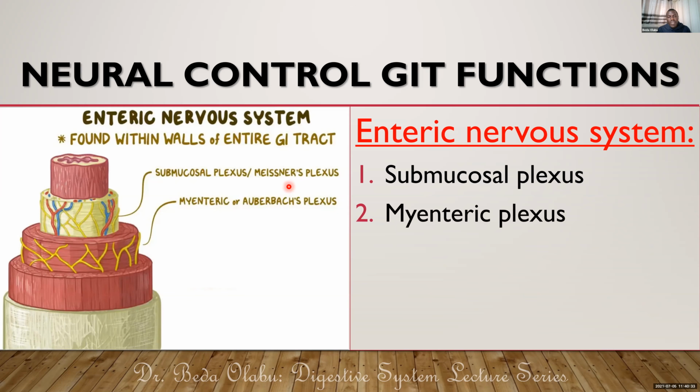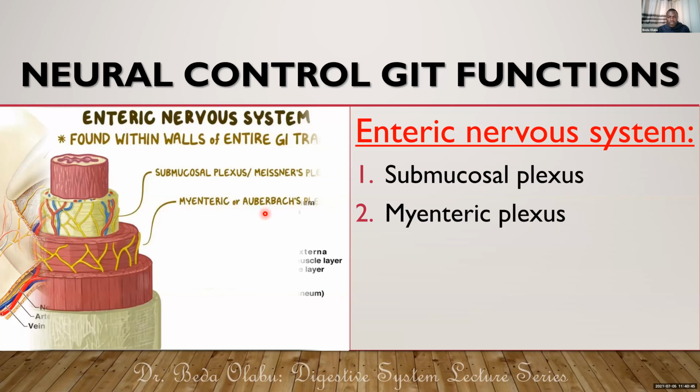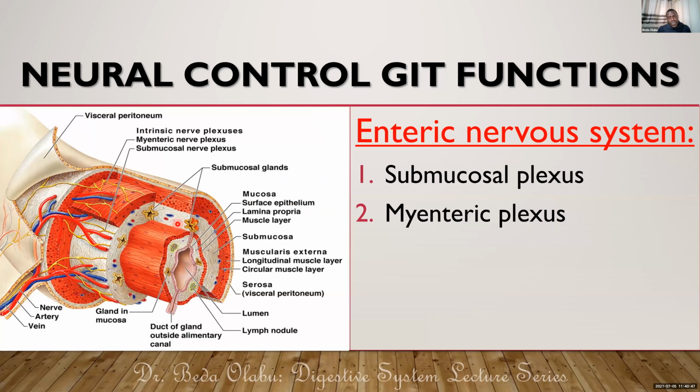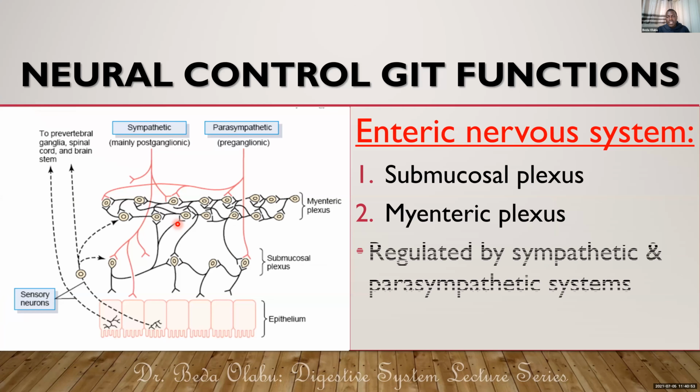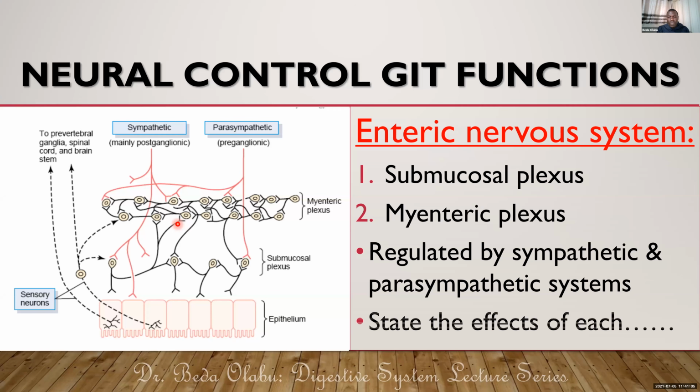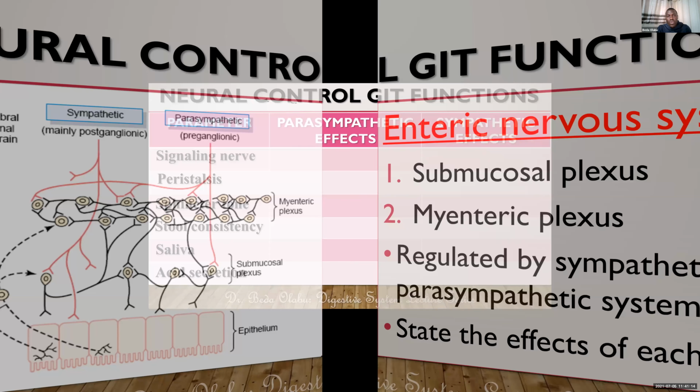And then we have the myenteric plexus, which is located within the muscular layer, muscularis propria. Myenteric plexus is also called the Auerbach plexus. These ones control peristalsis. So whether submucosal plexus or myenteric plexus, these nerves are regulated by the autonomic division of the nervous system. Remember, this is either sympathetic and parasympathetic systems. You need to know from a physiological point of view the effects of sympathetic and parasympathetic divisions of the nervous system on the GIT.